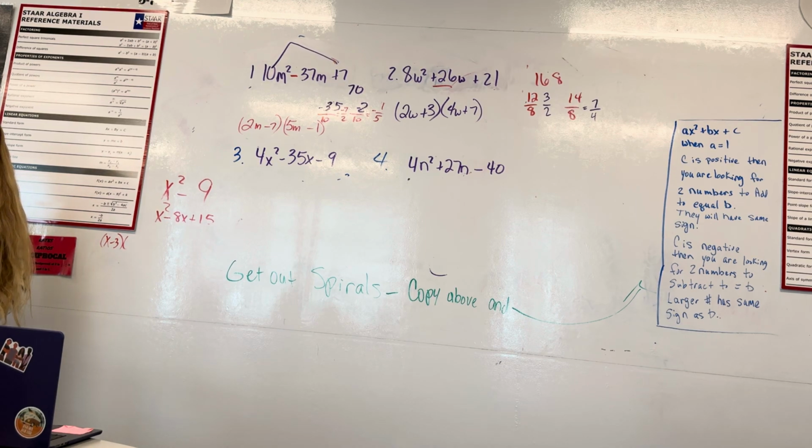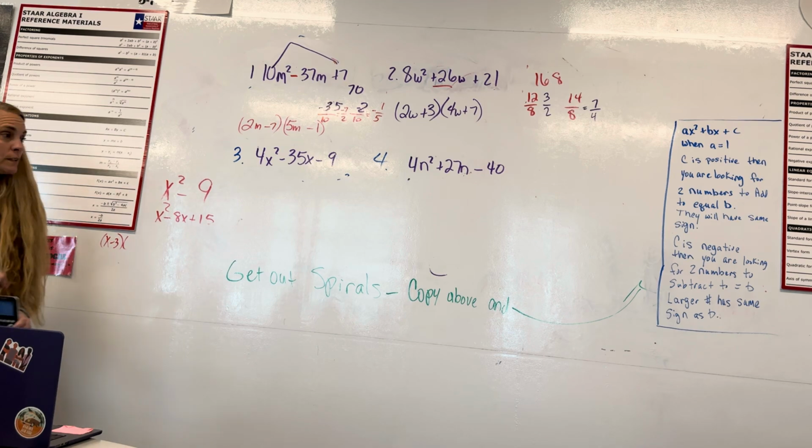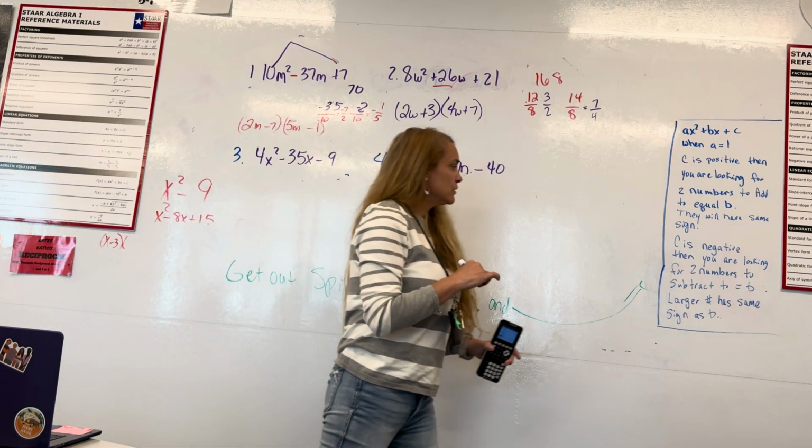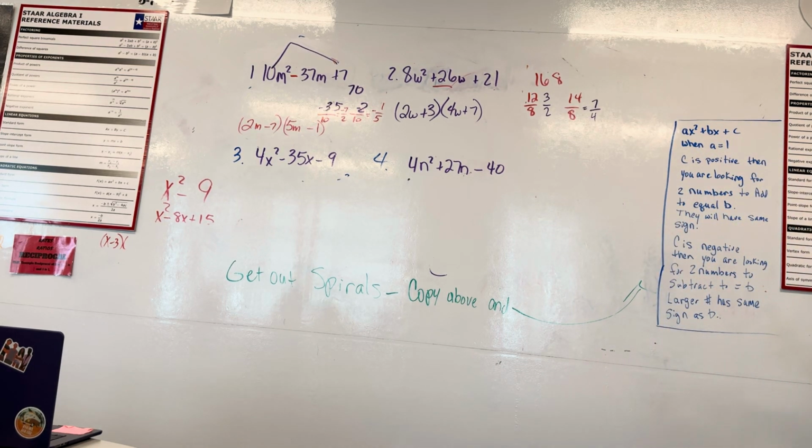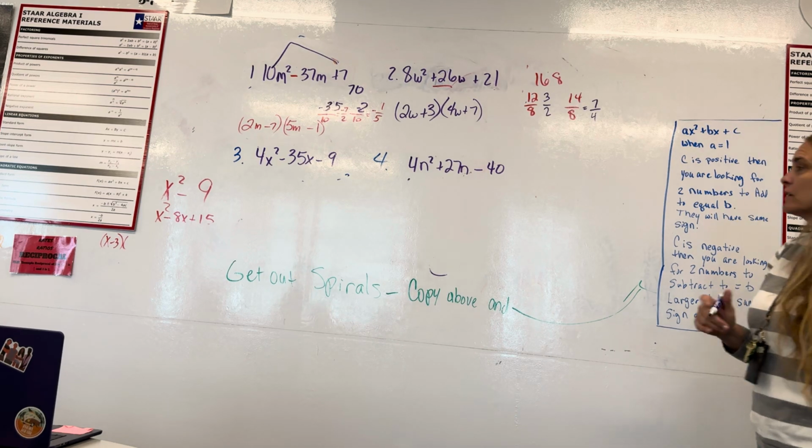Something is negative. What's negative? A, B, or C? C. So when C is negative, then you're looking for two numbers that subtract to equal B. The larger number has to have the same sign as B, and that's from our notes from last week. So if you don't know where it is, it's on the right here, so get where you can see it and write that down.